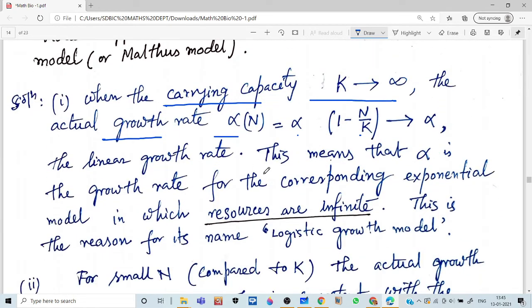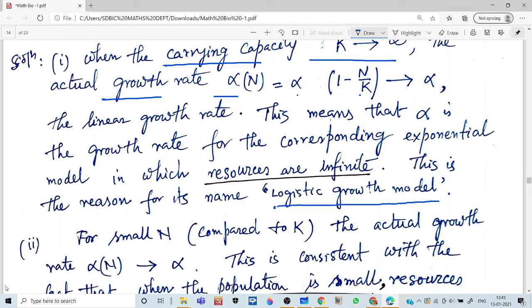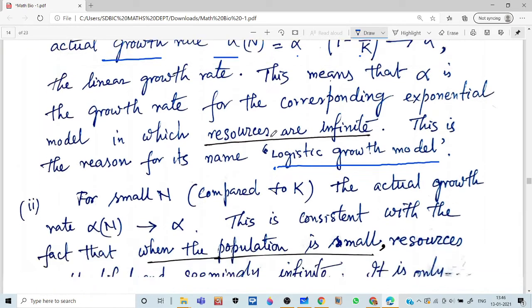So the actual growth rate tends to the linear growth rate alpha. This means that alpha is the growth rate for the corresponding exponential model in which the resources are infinite, and this is the reason for the name linear growth rate. When k tends to infinity, alpha n tends to alpha, where alpha is the linear growth rate and alpha n is the actual growth rate.